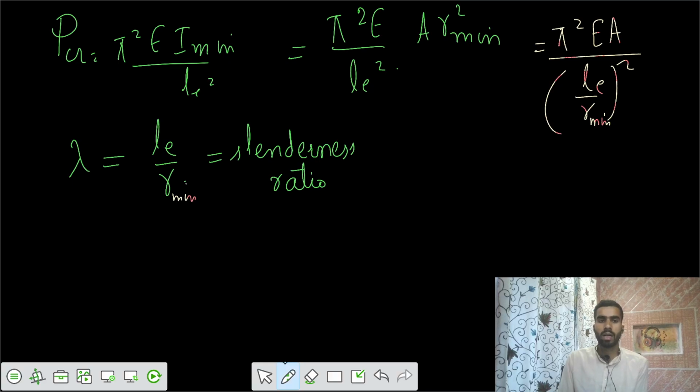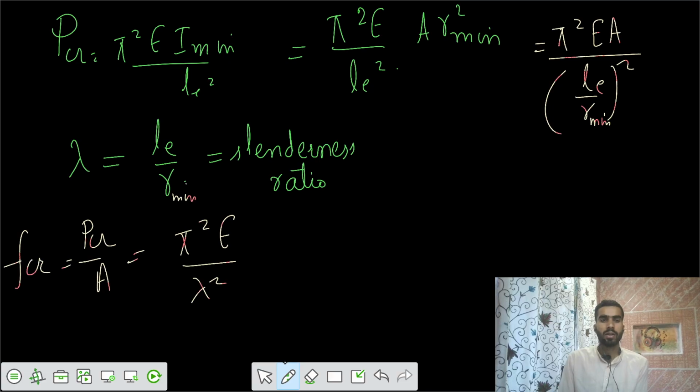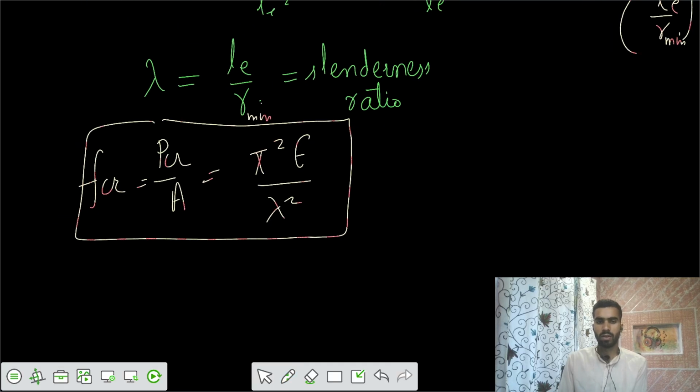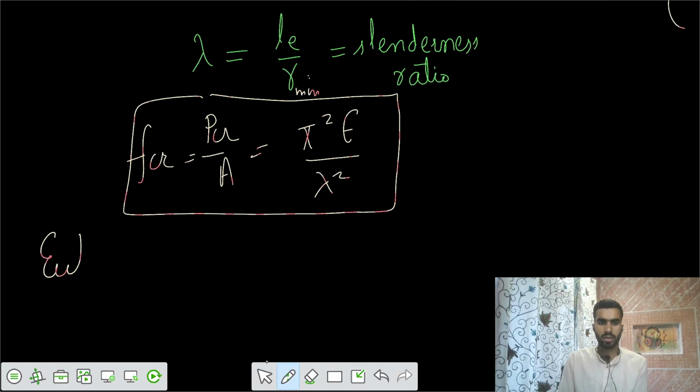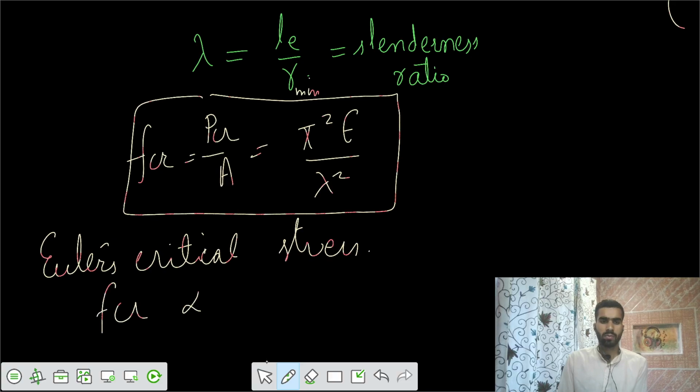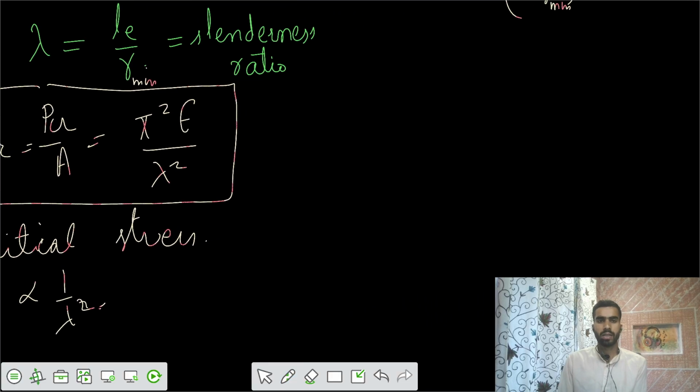If I want to keep it as PCR by A, that would give me pi square E by lambda square, that we can call FCR. So we get the critical buckling stress, or Euler's critical buckling stress. That's a function of pi square E by lambda square. So FCR is a function of lambda square. Now we got this equation.